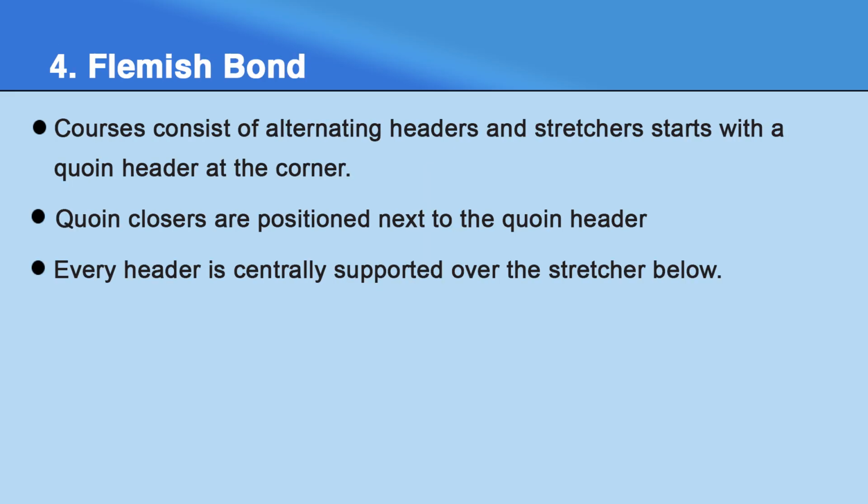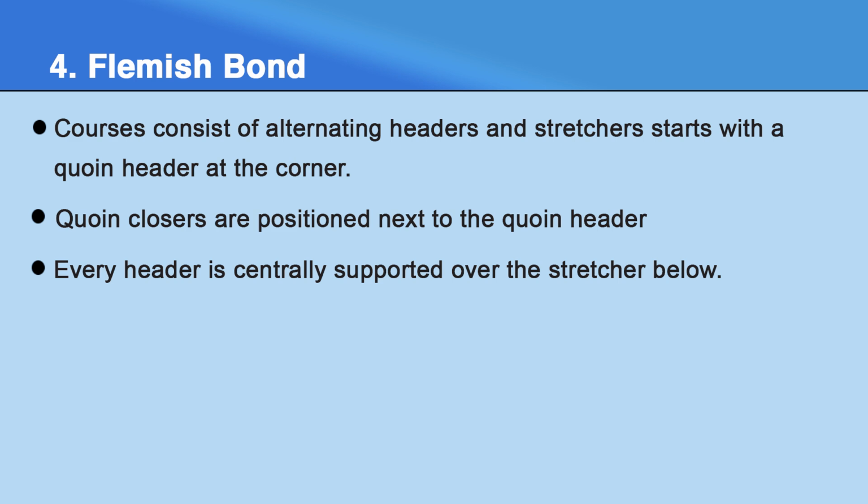Next type of bond is the Flemish bond. Flemish bond is a sophisticated and aesthetically appealing bricklaying pattern, where each course in the wall consists of alternate headers, that is the short face, and stretchers, that is the long face of the brick. This bond creates a visually distinct checkerboard pattern on the wall surface, contributing to both its structural integrity and its decorative appeal. The Flemish bond is often employed in both load bearing and non load bearing walls, where appearance is as important as function.